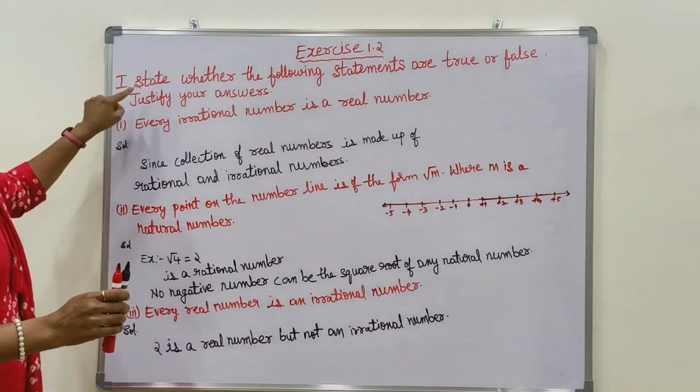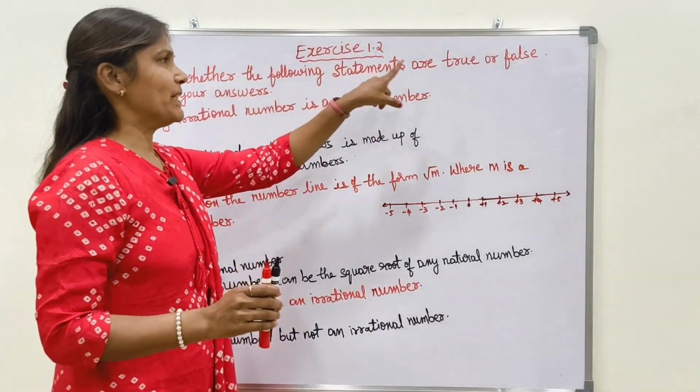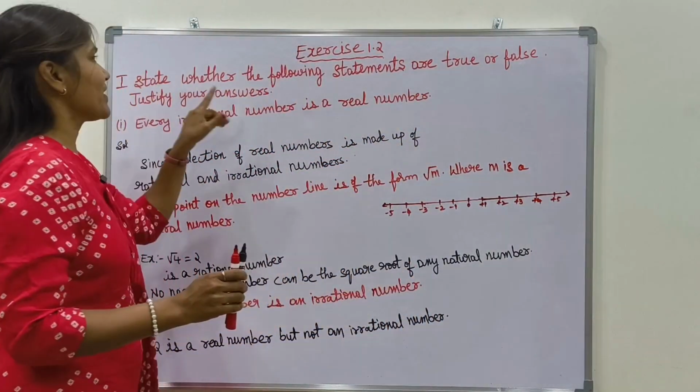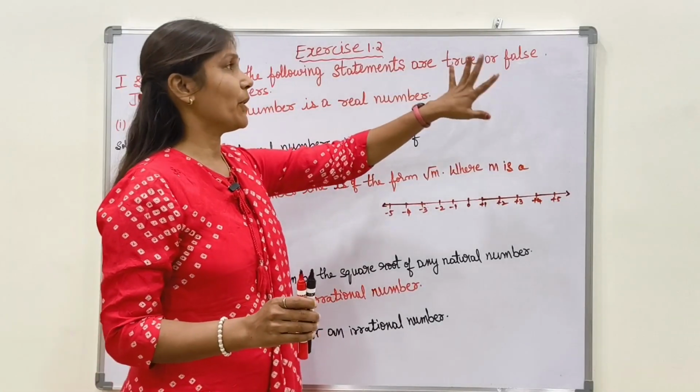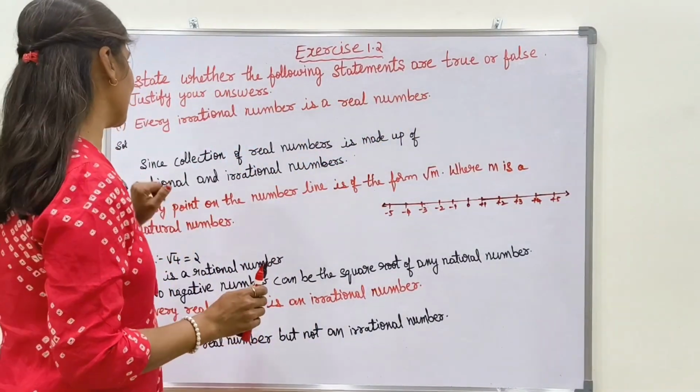See here, first bit. State whether the following statements are true or false and justify your answer. There are 3 questions in this bit. We will write true or false, and again you have to justify your answer also.